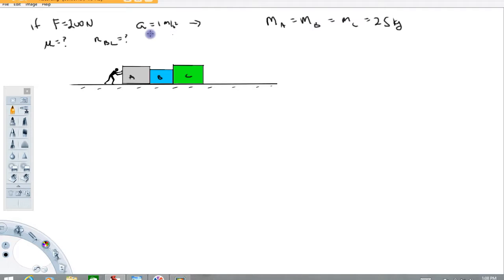So we're going to look for a couple of things. One, we're going to try to calculate a frictional coefficient between these two surfaces. And second, we're going to try to calculate the normal force that exists between box B and C.